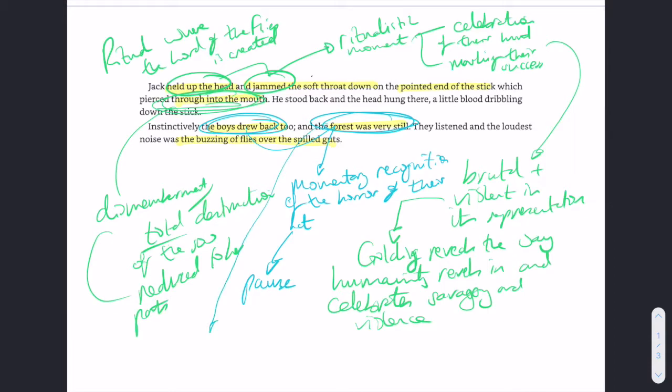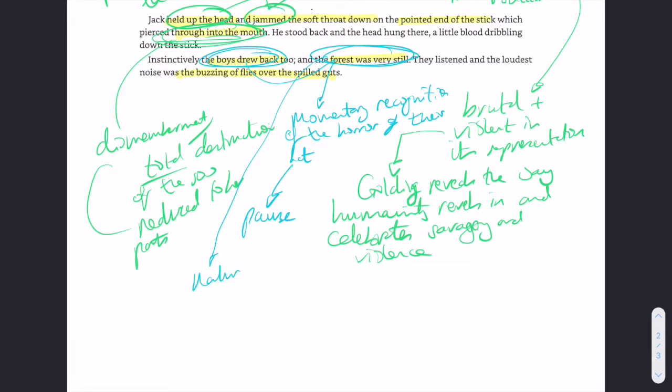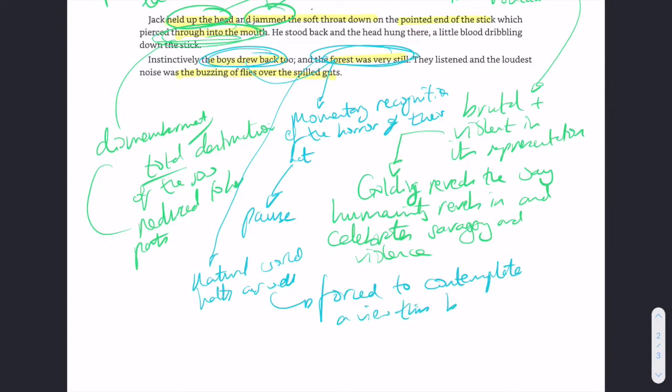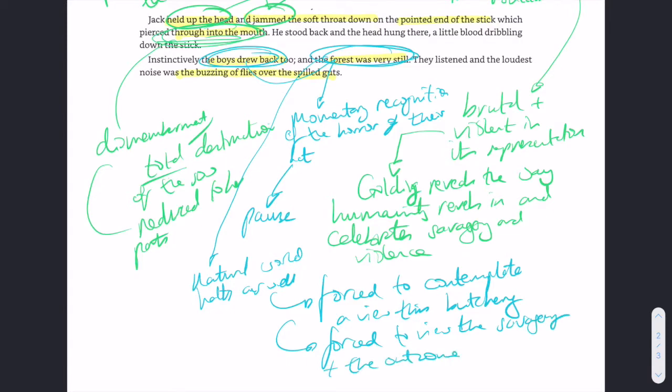And nature and the natural world, Golding has that reflect that pause in that moment, because the forest is then very still. Having had this chaotic moment as the boys killed the sow, actually the natural world pauses as well, and we are being almost demanded and forced to look at the outcome of this violence, and we are being forced to contemplate this butchery. We're being forced to consider the outcome of the savagery of humanity and what happens when order gives way to disorder and civility moves to savagery.